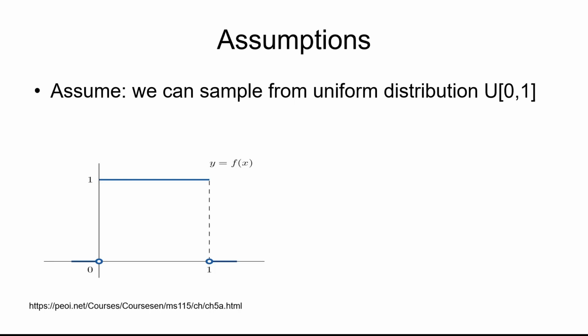To start, we also need to have the assumptions. Also, as always, we assume that we can easily sample from a uniform distribution from 0 to 1, because it is very easy for a computer to generate the pseudo random number, and which can get the uniform distribution from 0 to 1. So we will also start from here.